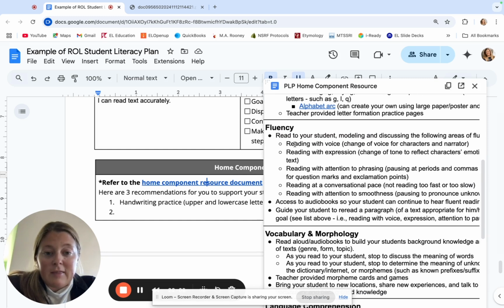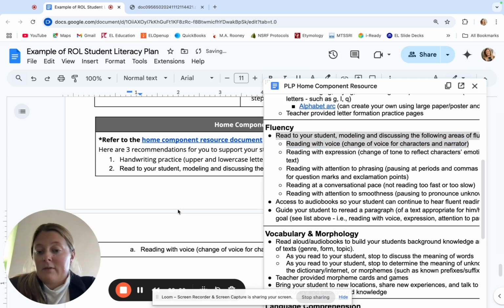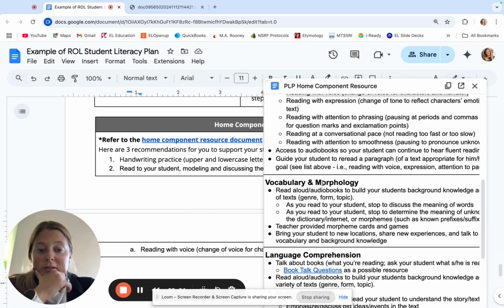So I think I'm going to pick that one because that one's also fun. I want it to be fun when he reads with dad. Like, so reading with voices and modeling changing voices, like that's really fun. And that's something that this student is not doing yet. So he needs to learn that.